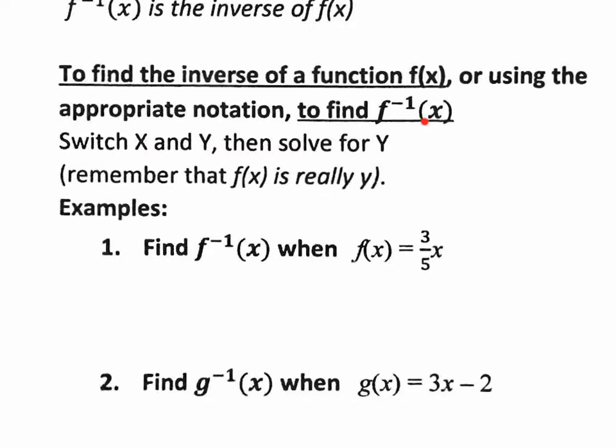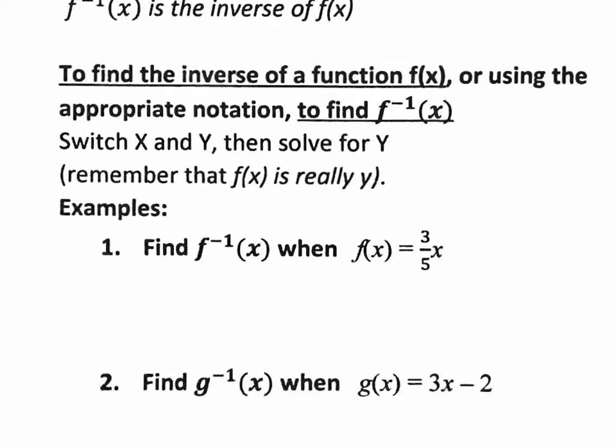To find the inverse of f of x, all you have to do is switch your x with your y, right? Since it got reflected over the y equals x line, that's why we're switching x and y. So switch x and y and then solve for y. That'll give you the inverse function of whatever you have.